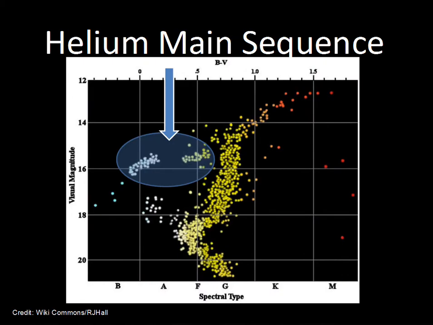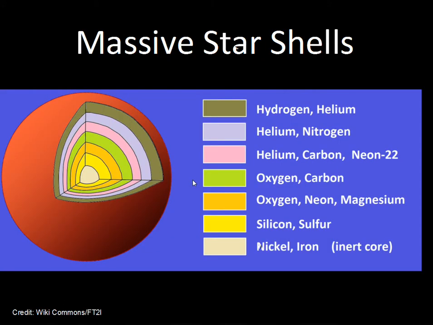Here's a picture of a cluster of stars, and we can see some stars on the main sequence down here in the bottom portion. We see stars going into the red giant phase and supergiant phase, and we have the situation with the helium main sequence here, and a gap where there are stars that are oscillating. We'll talk about it in another video.